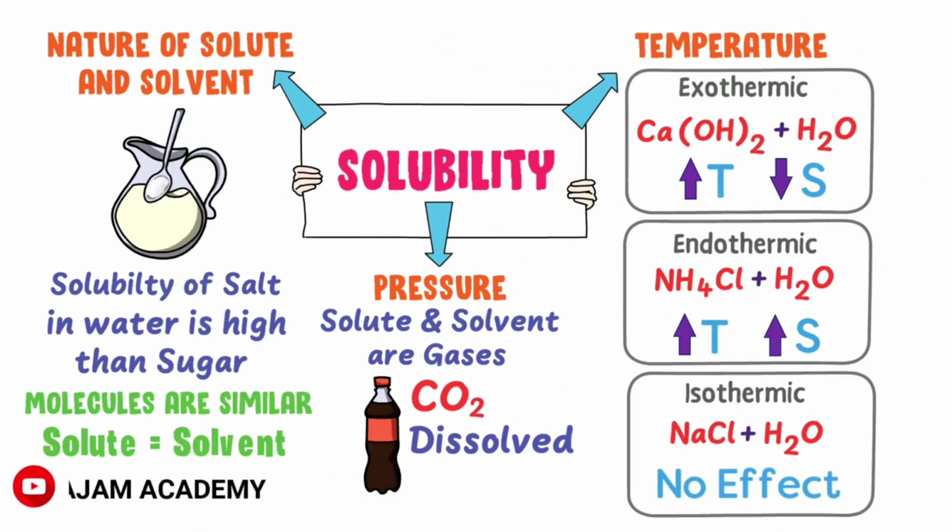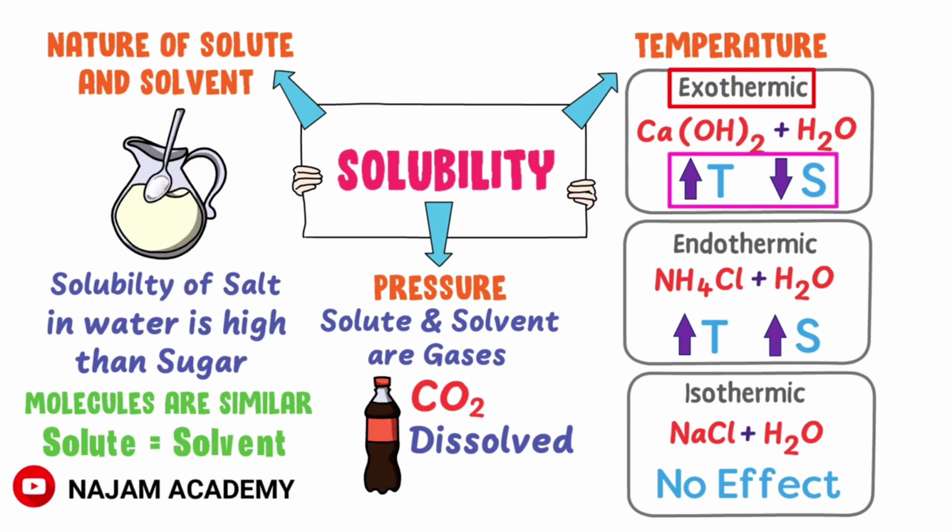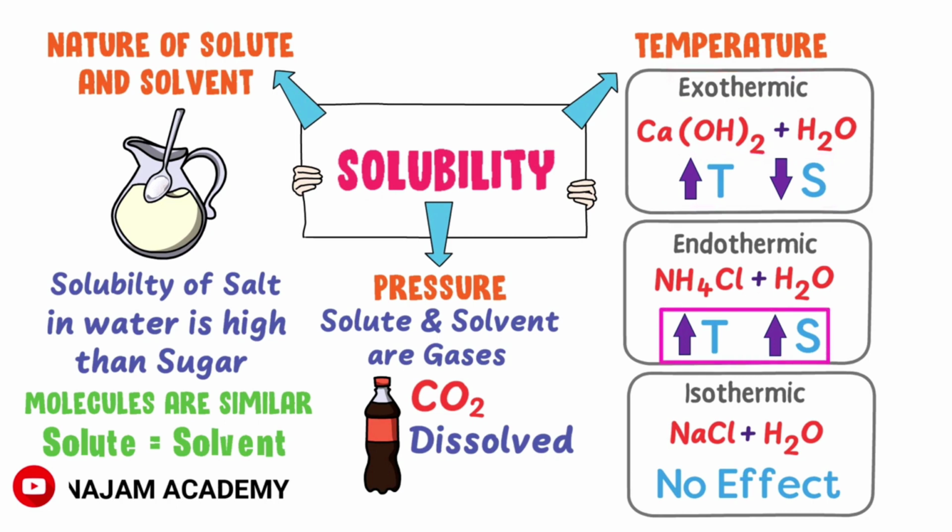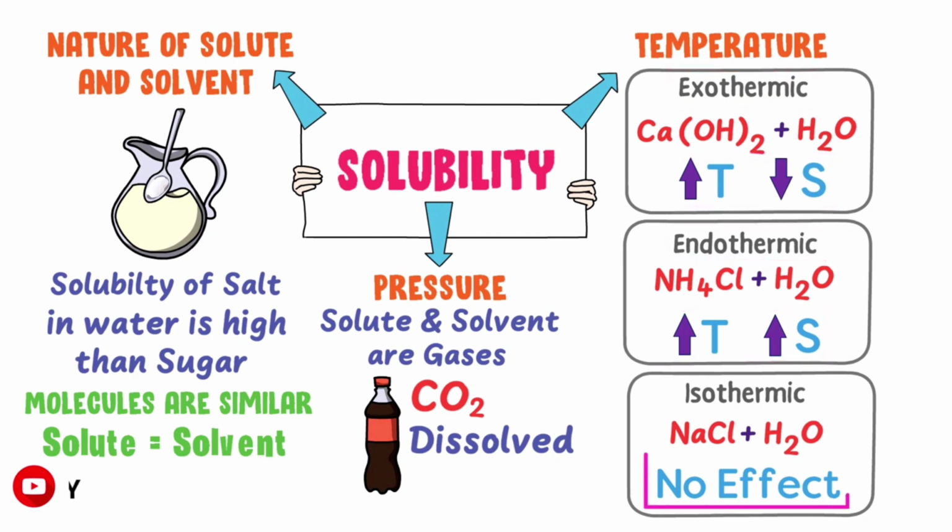Thus remember that increasing temperature in exothermic reactions decreases the solubility. Increasing temperature in endothermic reactions increases the solubility, while increasing or decreasing temperature in isothermic reactions doesn't affect the solubility. This was all about solubility, and the effect of temperature and pressure on solubility.